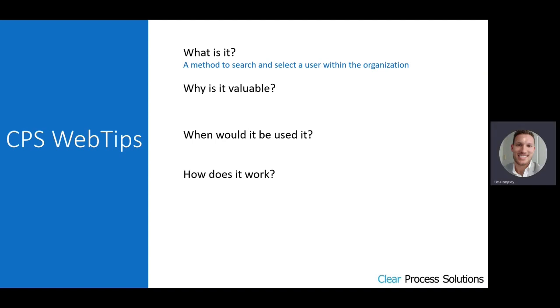So oftentimes, in a lot of our business processes, we're going to need a way to search and to find a coworker or another internal user to add to our request. These can be in several different roles and functional groups within our process.